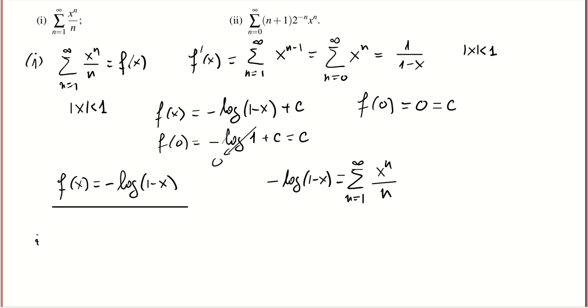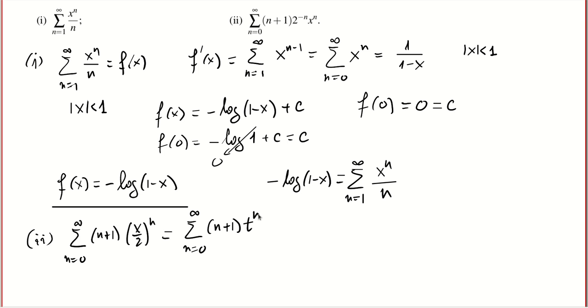Now let's go to the second series, and let me write it like this: the sum from 0 to infinity of n plus 1 times x half to the n. Because you have 2 to the minus n times x to the n, this is x half to the n. And just to avoid having annoying constants, we're going to introduce a variable t, which is just x half.